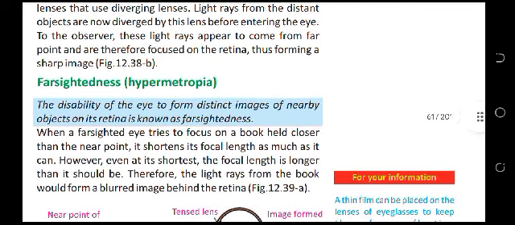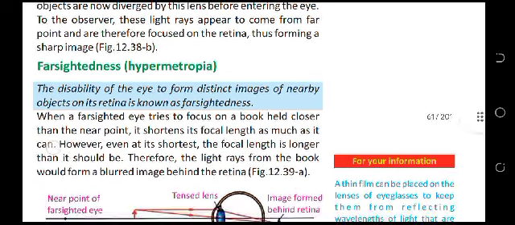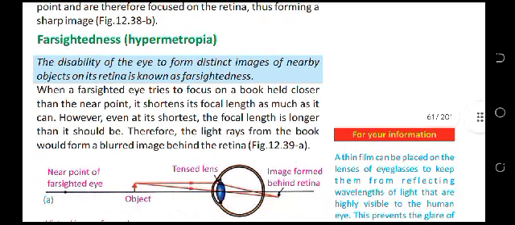12.38. B. Farsightedness, hypermetropia. The disability of the eye to form a distinct image of a nearby object on its retina is known as farsightedness.